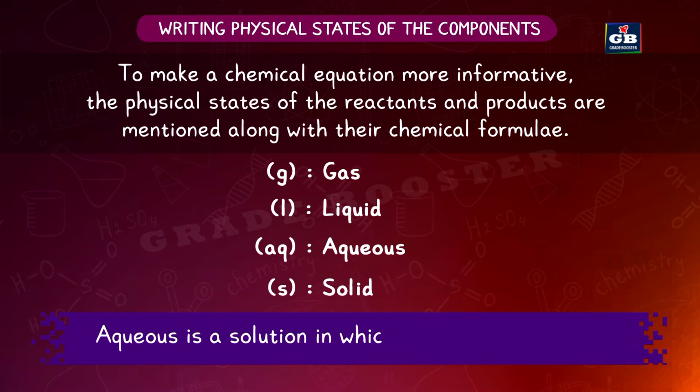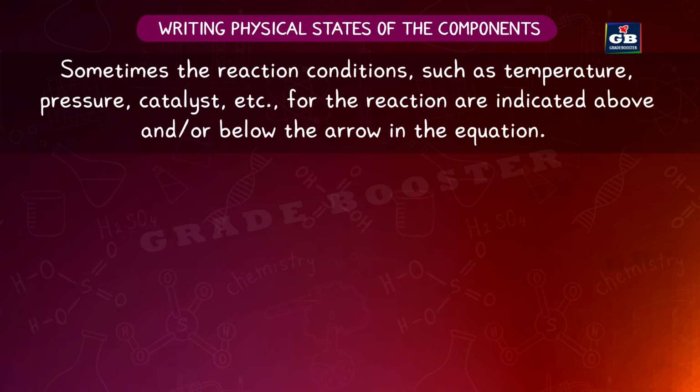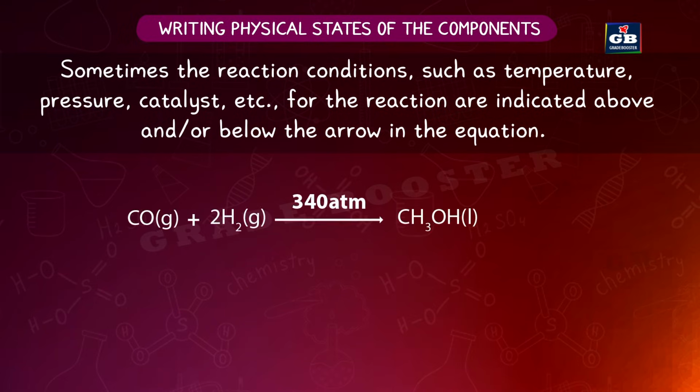Aqueous is a solution in which water is the solvent. Sometimes the reaction conditions such as temperature, pressure, catalyst, etc. for the reaction are indicated above and or below the arrow in the equation. For example, CO(g), that means gas, plus 2H2(g), that is gas, gives rise to CH3OH(l), that means it's liquid. And here on the arrow we can see 340 atm. It indicates the atmospheric pressure in this reaction.